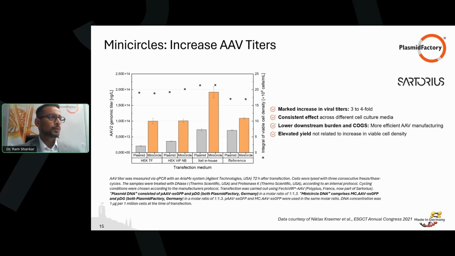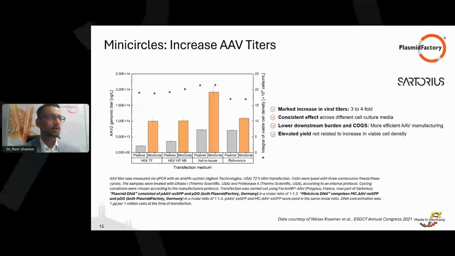This was work by our collaborator, Excel, which now belongs to Sartorius. It was very interesting: they tested 4 different media, and in each medium, they tested plasmid as well as minicircle components. In the plasmid combination, they had a transfer plasmid from PlasmidFactory for single-strand AAV, as well as the helper and packaging plasmid. This was for AAV2. And in the minicircle combination, they just replaced the transfer plasmid with the minicircle DNA while keeping the helper and packaging as a plasmid.